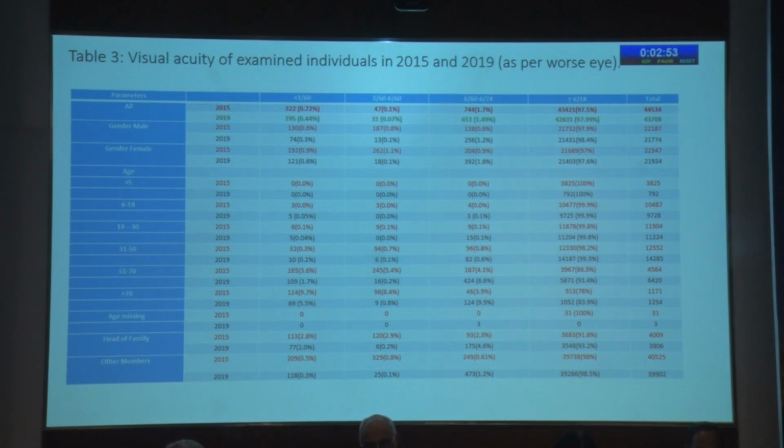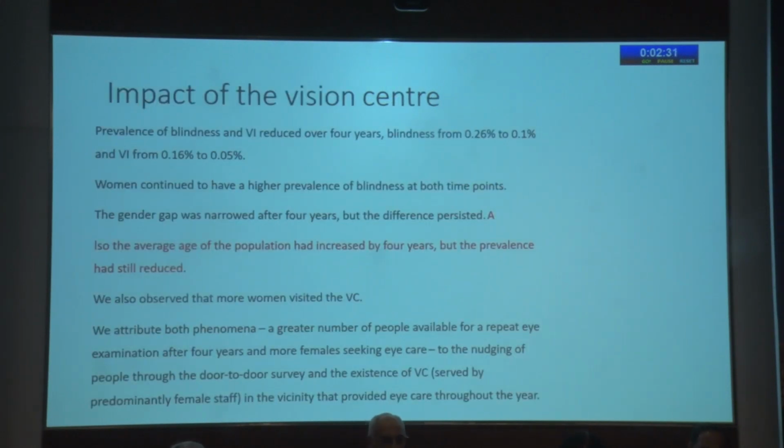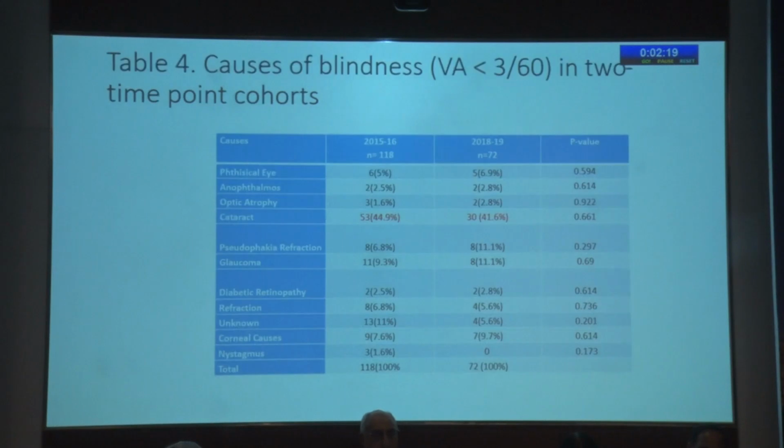It's not just with the better eye, we also looked at the worse eye, and with the worse eye, the blindness was 0.72% in 2015, fell to 0.44%, nearly halved in 2019. So women had more blindness, even though more women were served and it was an all-woman team, older people were more likely to be blind. So impact was there. Prevalence of blindness definitely reduced, but it didn't become zero. More women visited the Vision Center, and then this center was there for all times for people to see.